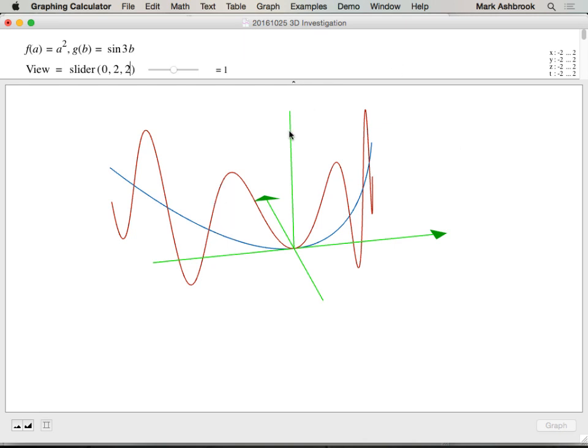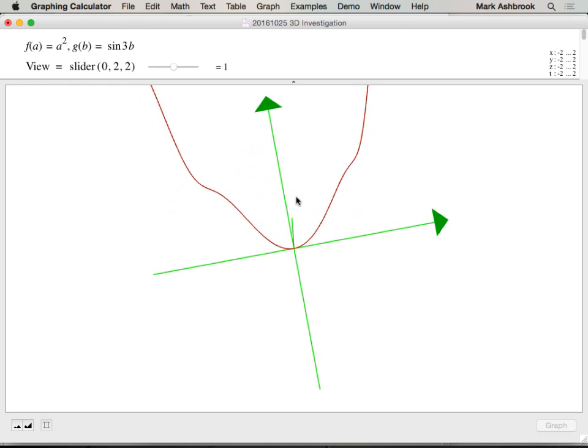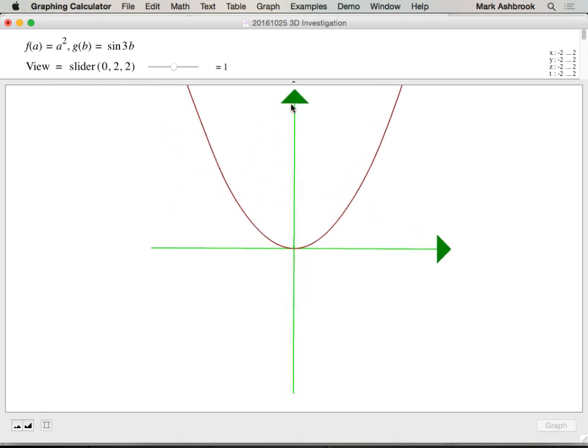So let me show you something. I'm going to turn off this one. Okay, so there's this graph. If I turn and look at just the xy plane, here's x and y. What do you see? The function f. And so in the xy plane, we get the function f.